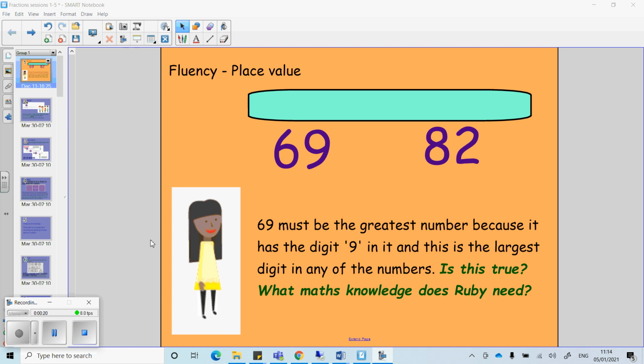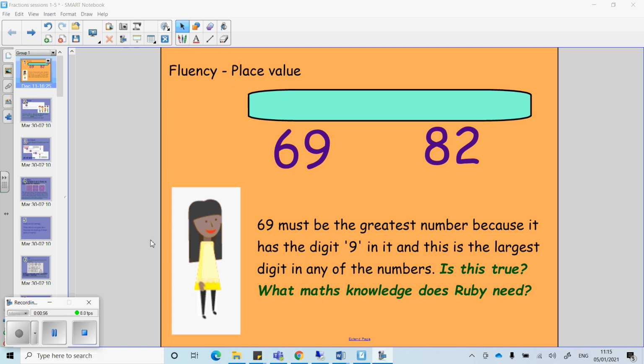So I have two numbers on the screen, 69 and 82. And Ruby says 69 must be the greatest number because it has the digit 9 in it, and this is the largest digit in any of the numbers. Is this true? What maths knowledge does Ruby need? You might like to pause the video and either have a think on your own or have a talk with people who are around you about, is this true, and what knowledge does Ruby need?